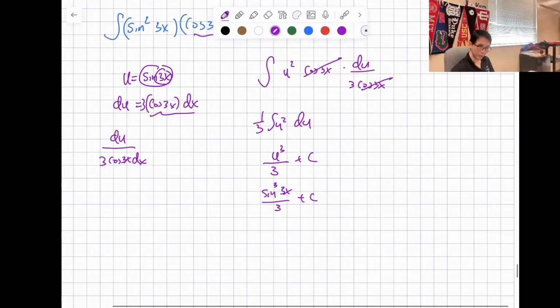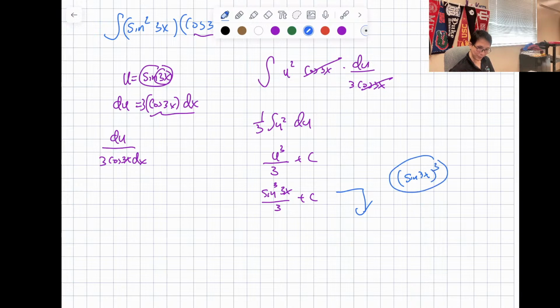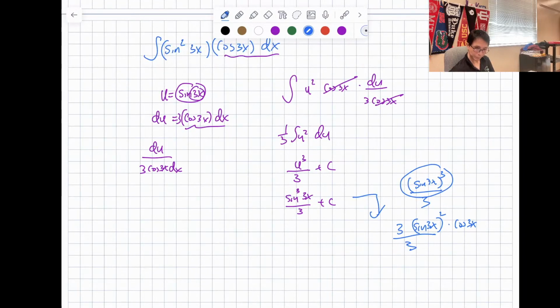If you want to double check your answer, guess what? Let's take a derivative. This is sine of 3x to the third. I'm going to take the first layer, which is taking 3 down. 3 over 3 sine of 3x squared times cosine of 3x. Oh, this one's 9. Sorry, this one's 9 here. My fault.